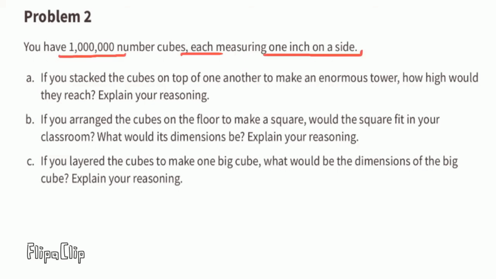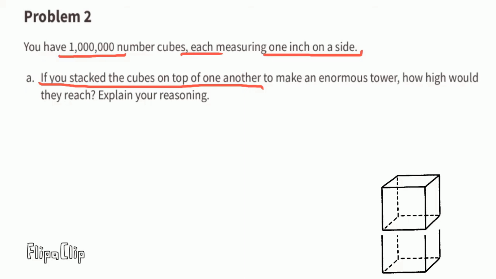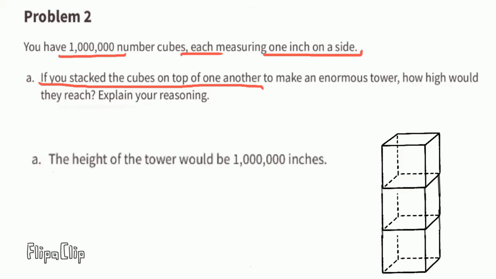You have 1 million number cubes, each measuring 1 inch on a side. A, if you stack the cubes on top of one another to make an enormous tower, how high would they reach? Explain your reasoning. If the side of each cube measured 1 inch and you stacked 1 million cubes on top of one another, the height of the tower would be 1 million inches.